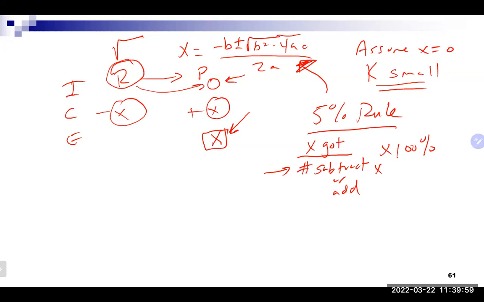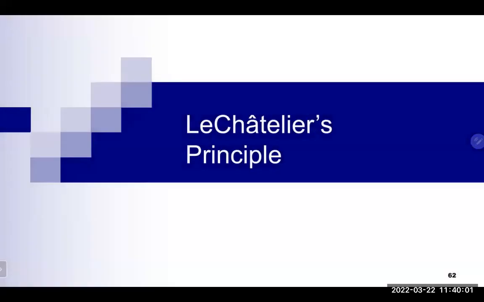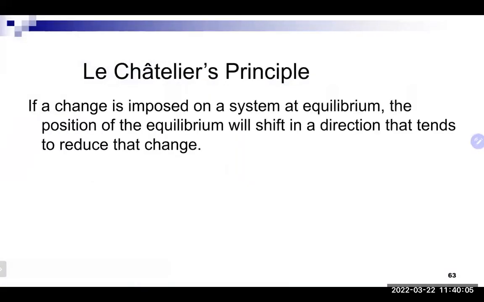Okay. So the last thing we're going to talk about here is Le Chatelier's principle. Le Chatelier's principle is when we have a system that is at equilibrium. So we have the system, it reaches chemical equilibrium. And then what we do to the system that is at equilibrium is we add some type of stress to it.